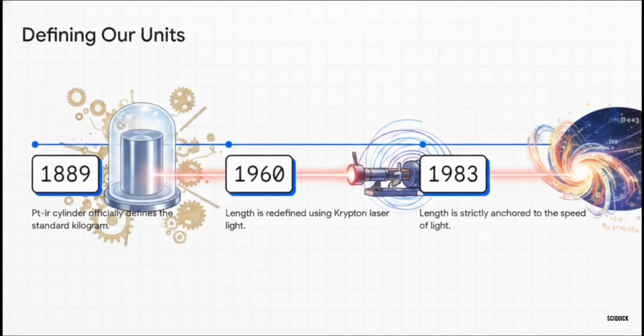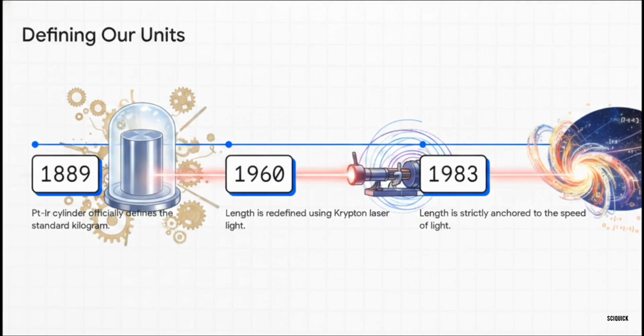Before we can even begin to handle complex math, we have to understand the historical anchors of reality that define our units. History really shows us this relentless pursuit of absolute certainty. Just look back at 1889. Back then, the standard kilogram was defined by an actual, physical platinum-iridium cylinder literally locked in an airtight jar in France. And they chose platinum-iridium because it's super resistant to chemical degradation.